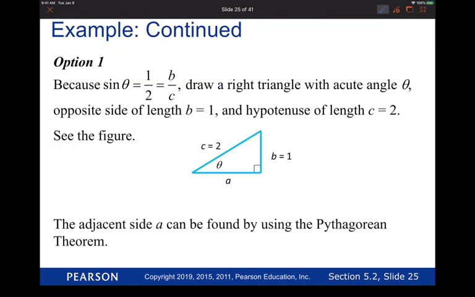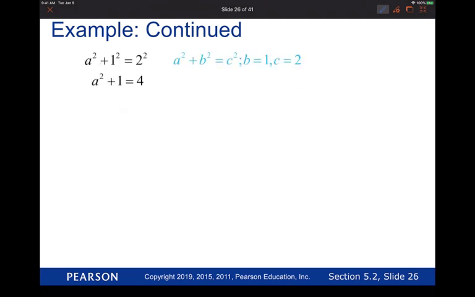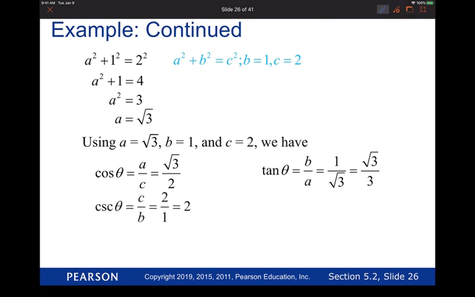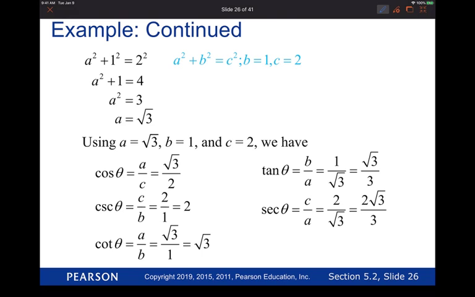Let me see. Because sine equals b over c, draw a right triangle with an acute angle theta opposite of 1 and the hypotenuse is 2. So we did that. The adjacent side A can be found by using Pythagorean theorem. We did that. So we got the square root of 3 for A. So then cosine, we use SOHCAHTOA basically for those, and then cotan. Okay, any questions? I think we got these same results.